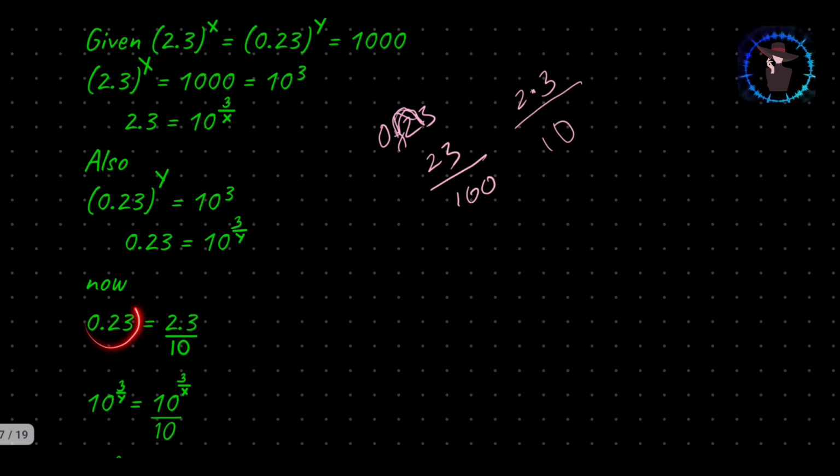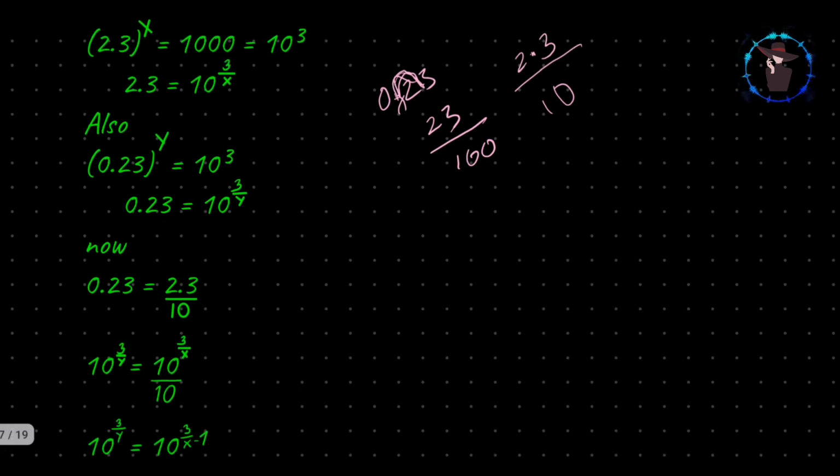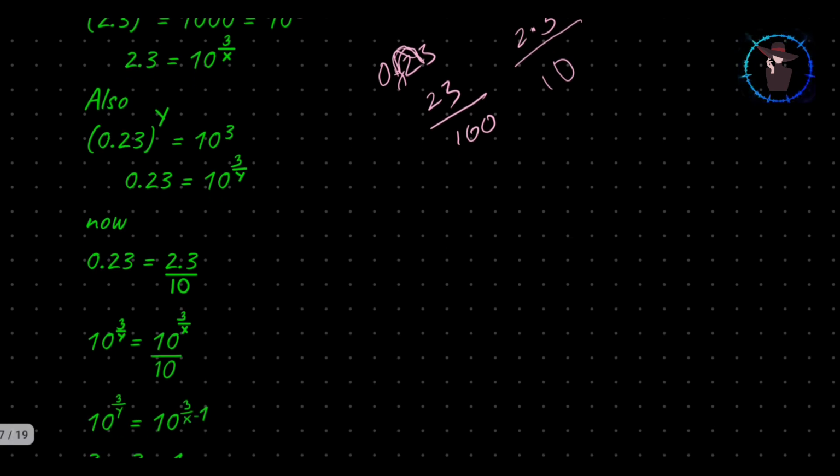Now what's the value of 0.23? It's 10 power 3 by y. What's the value of 2.3? It's 10 power 3 by x. That is what we wrote, whole by 10 as it is whole by 10. Now, if this 10 goes up, it turns into minus, right? So it's 10 power 3 by y equals 10 power 3 by x minus 1.